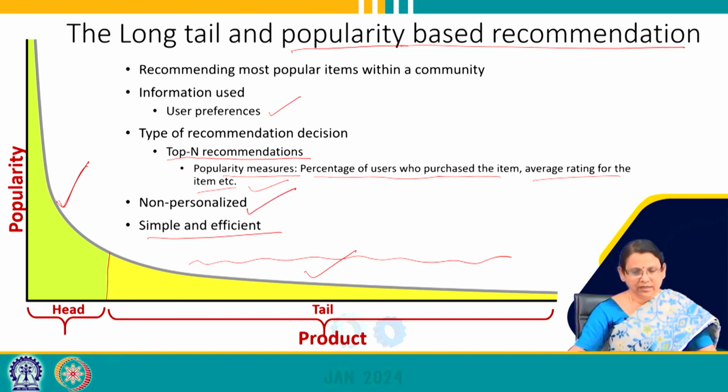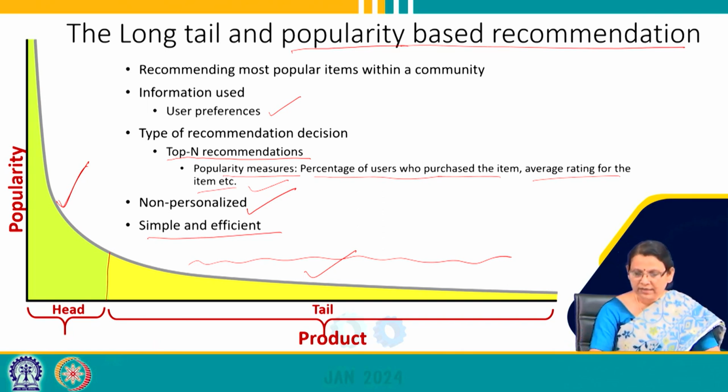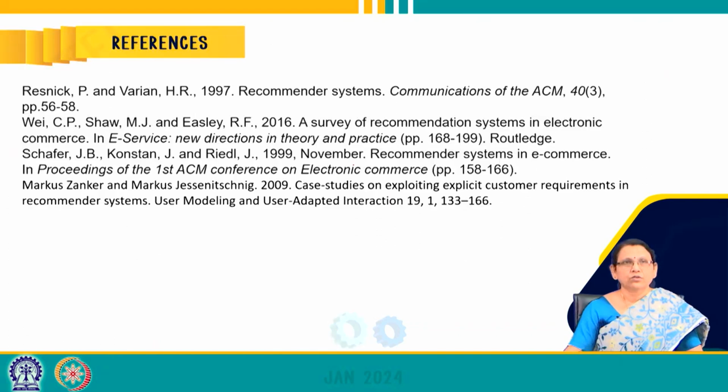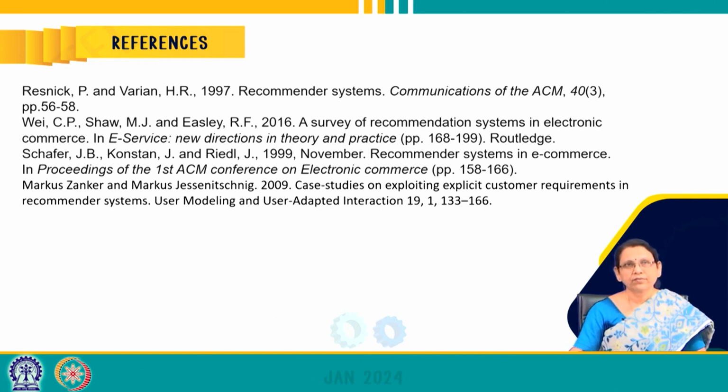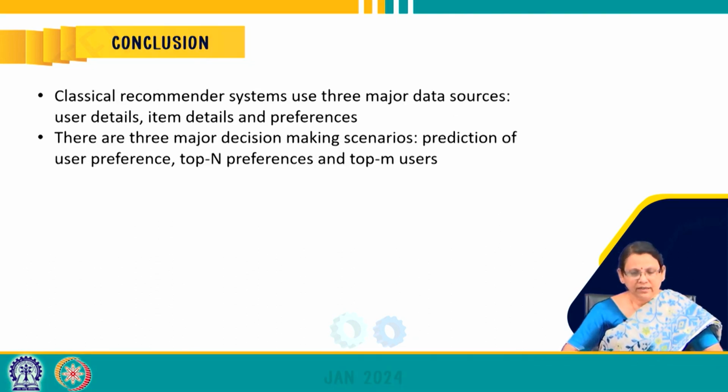So, I think we will now end this lecture here and move ahead. In our next lecture, other kinds of recommender systems will be introduced. These are some of the references I used, and I will also be using the same references in the next lecture. Here we looked at the major data sources used by classical recommender systems. There are 3 major data sources: user detail, item detail, and then preferences. And these preferences are in the form of a matrix which has the dimension number of users cross number of items.